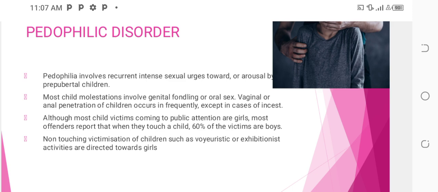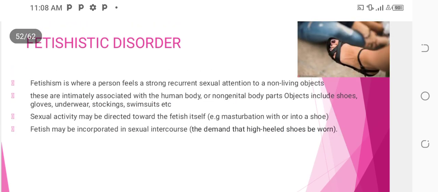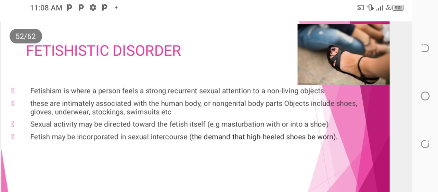Then fetishistic disorder. Fetishism is where a person feels a strong recurrent sexual attraction to a non-living object. These are intimately associated with the human body or non-genital body parts. Objects include shoes, gloves, underwear, stockings, swimsuits, etc. Sexual activity may be directed towards the fetish itself, such as masturbation with or into a shoe, or the fetish may be incorporated in sexual intercourse.